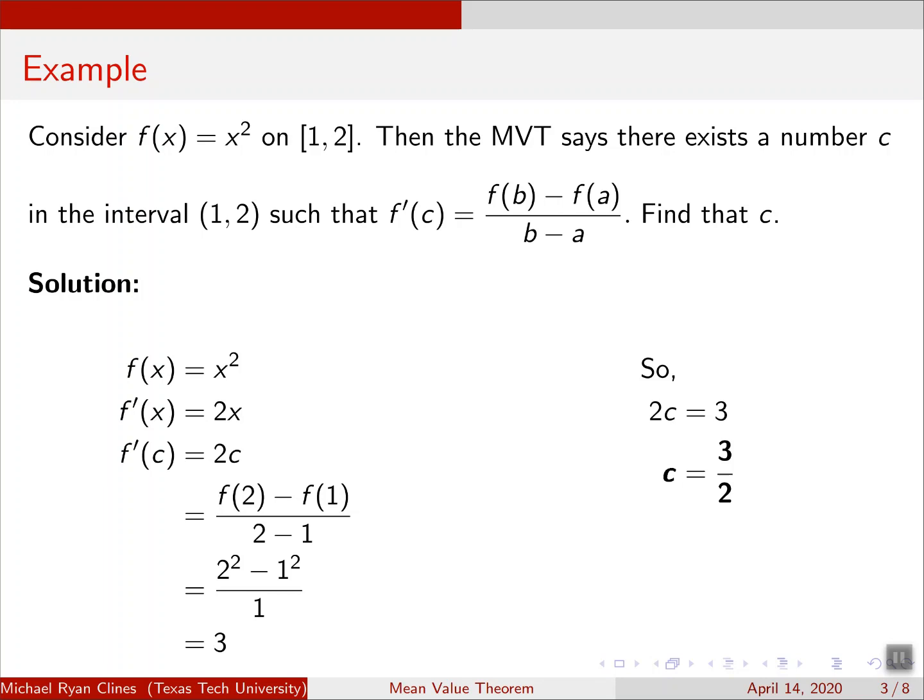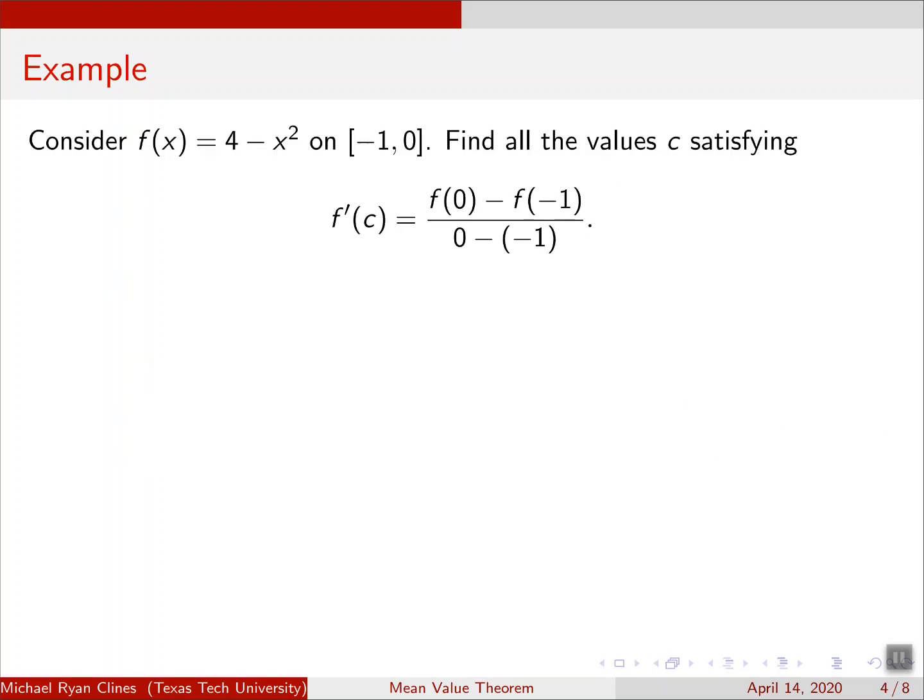Now, quick recap of what we did. We found the derivative of our function. We plugged in this unknown c. We figured out what f prime of c must equal. We figured out what f prime of c is. And then over here, we set them equal to each other. And then we just solve for c. Still a little fuzzy on what on earth this is saying? Well, let's look at another example.